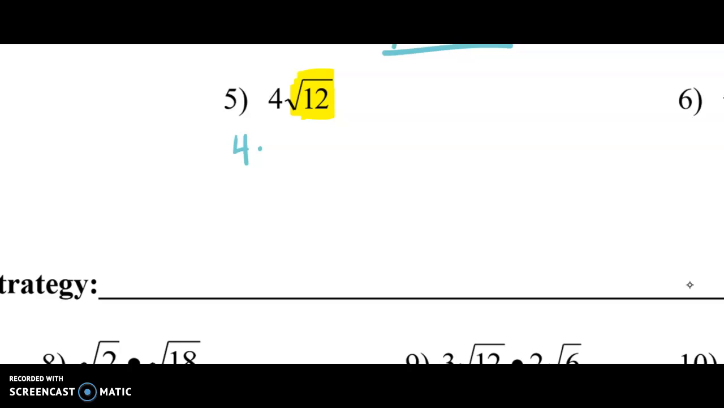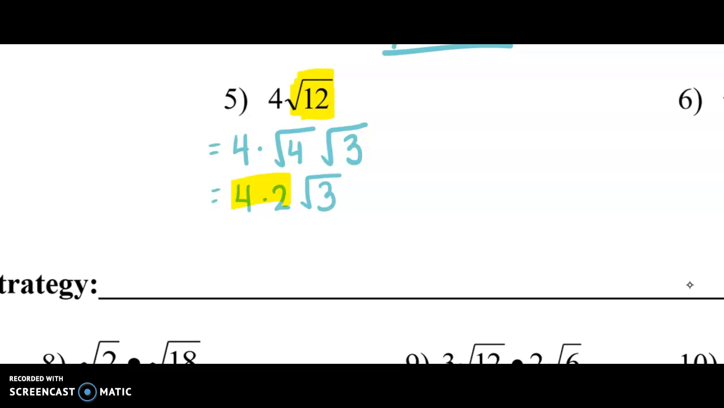So the square root of 12, what is the largest perfect square that goes into 12? And again, look at your list if you're not sure. It's going to be the square root of 4 times the square root of 3. 4 times 3 gives us 12. So from there, I know that the square root of 4 is 2. So now I have 4 times 2. The square root of 3 can't simplify, so that stays the way it is.